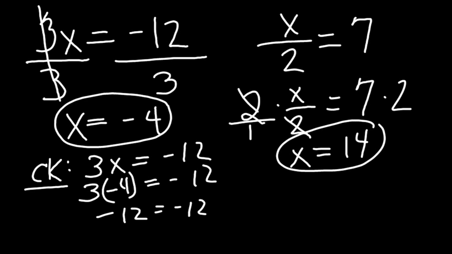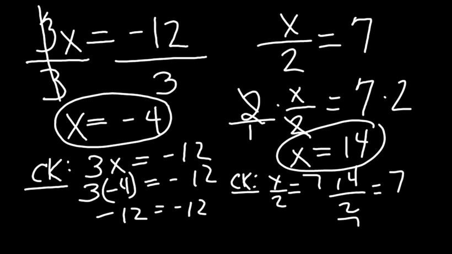To check it, you write the original problem. X over 2 equals 7. And you put 14 in x's spot. 14 over 2 equals 7. And you get 7 equals 7, so it checks.